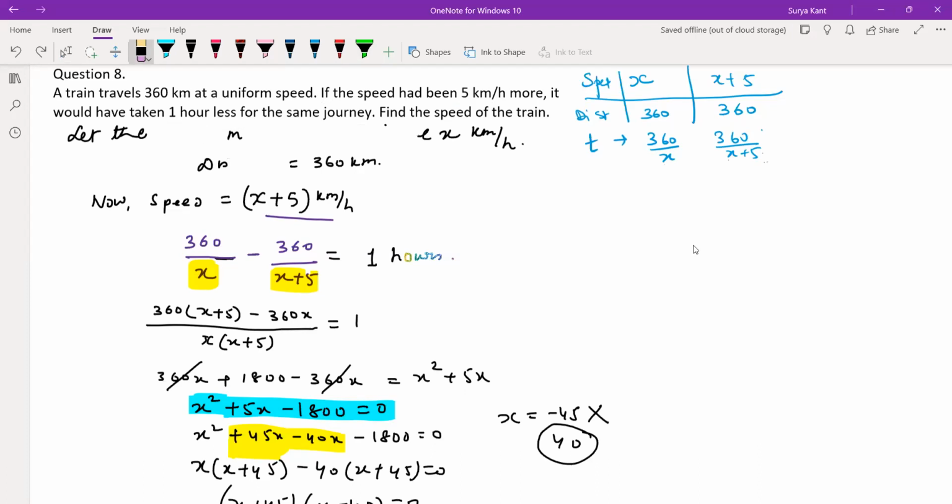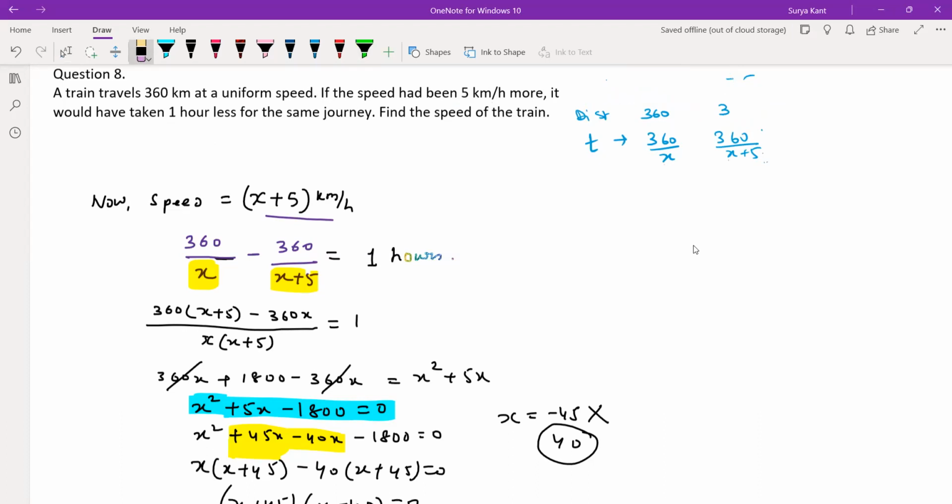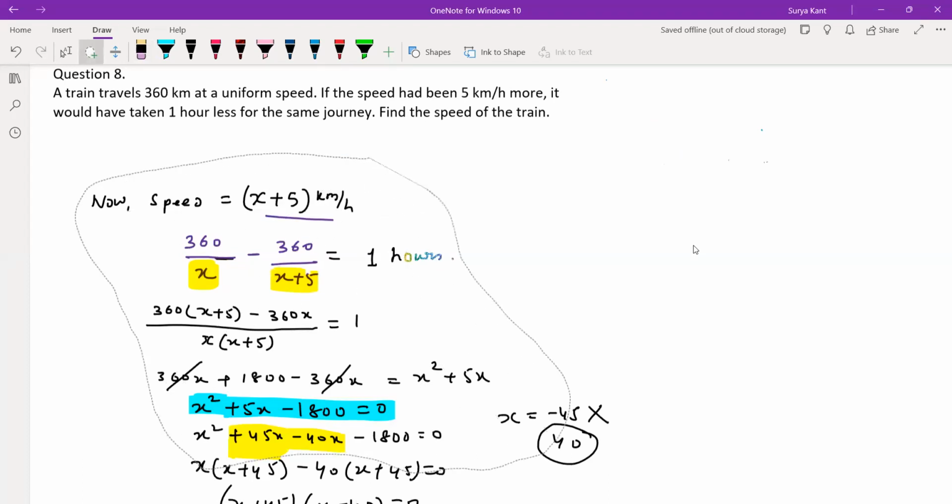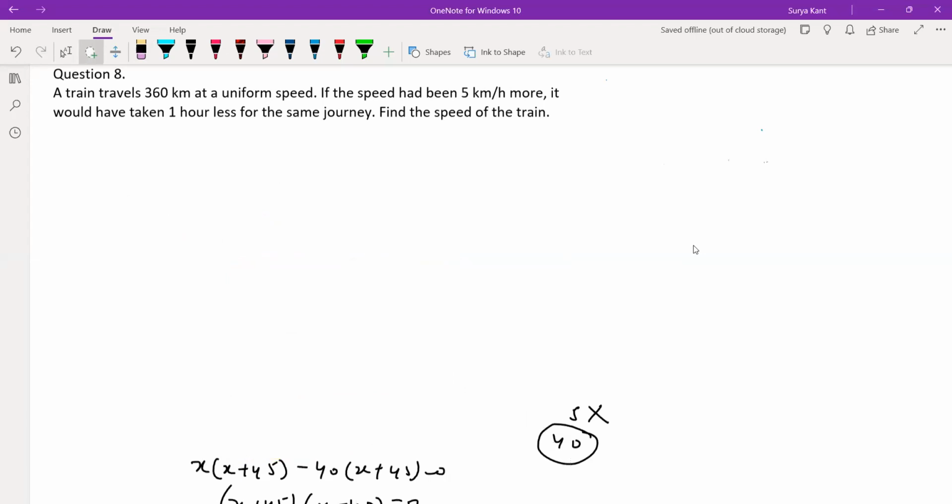Try to understand the question, what is given in the question. So here the question is, a train travels 360 kilometers at uniform speed. This means the distance we know, that is 360 kilometers, but we don't know the speed of the train. So we have to let the uniform speed of the train be x.